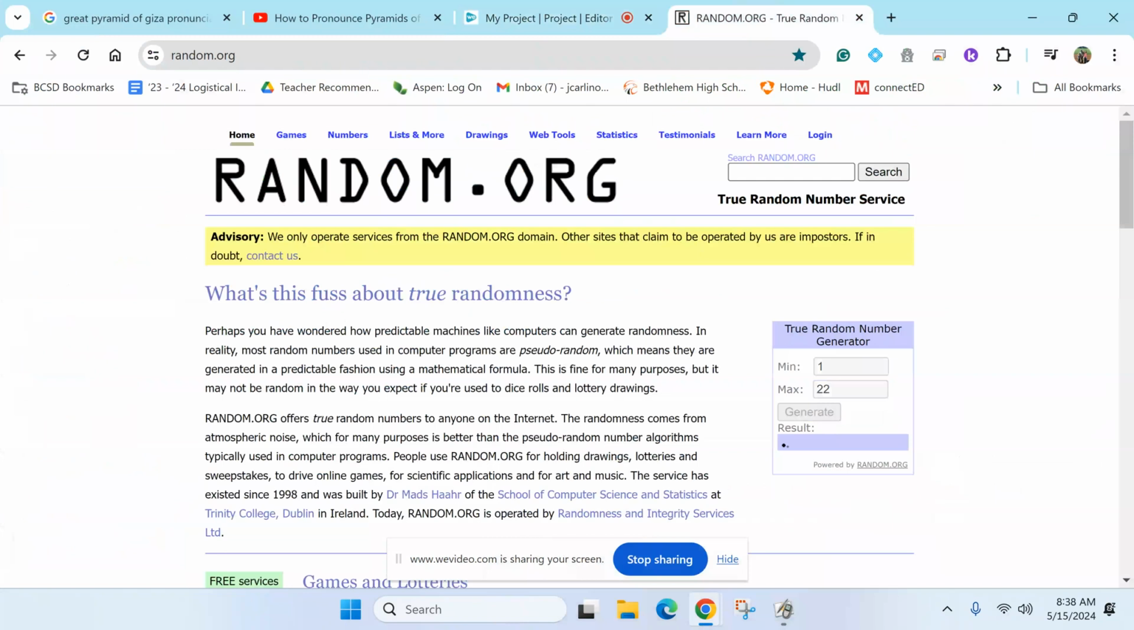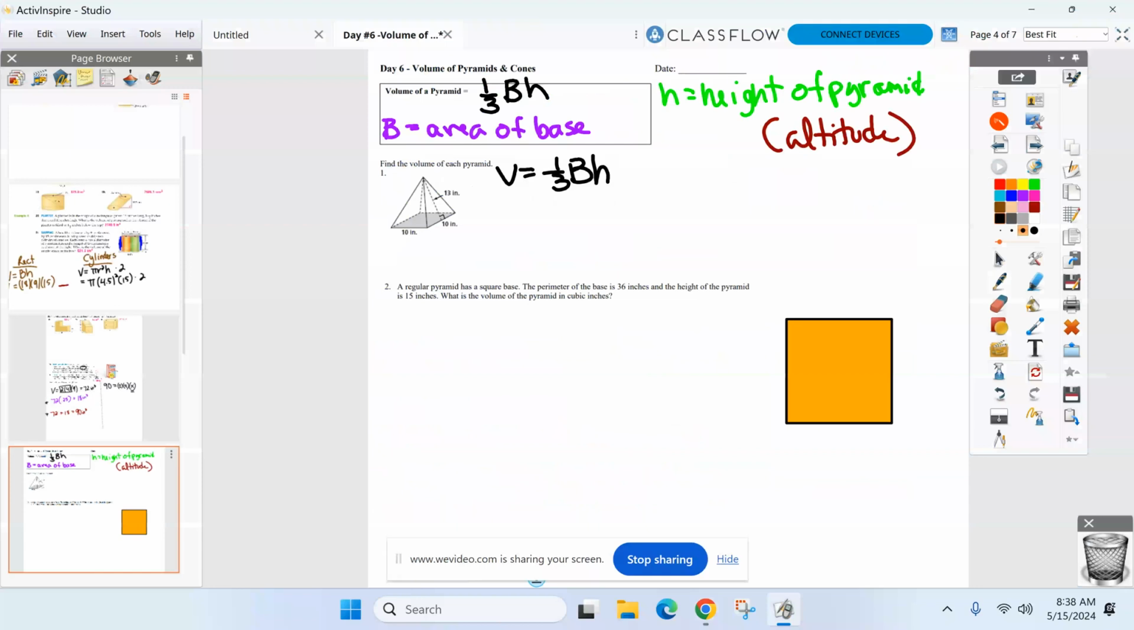Area of my base, where are we rocking here? Henry, good talk. Let's keep going. Alyssa, what's the area of the base? 100, 10 times 10. Everyone's good? So 1/3. I'll even put 10 times 10 there for you.